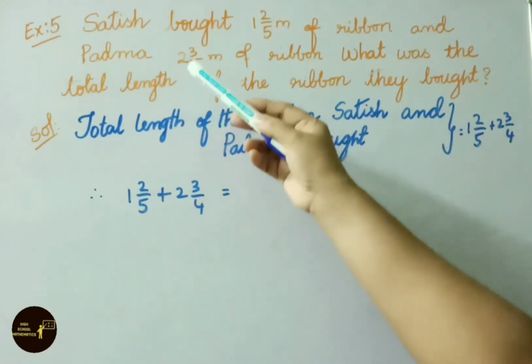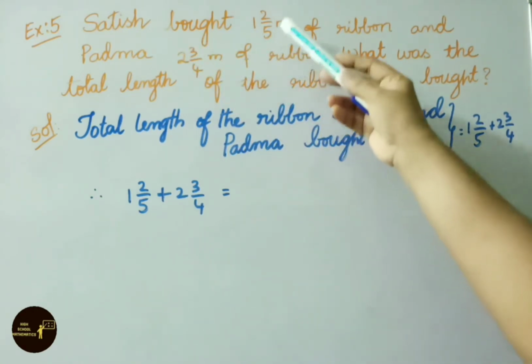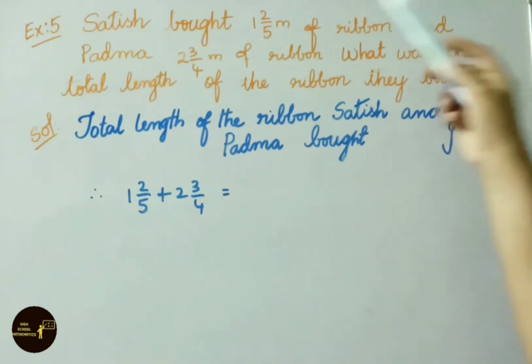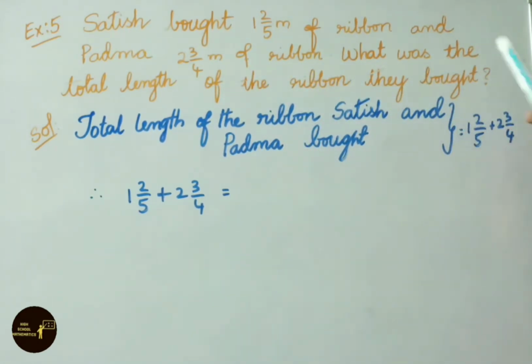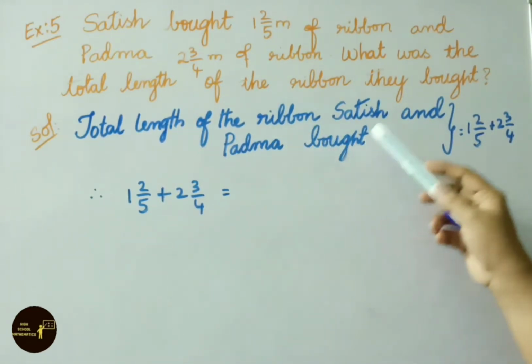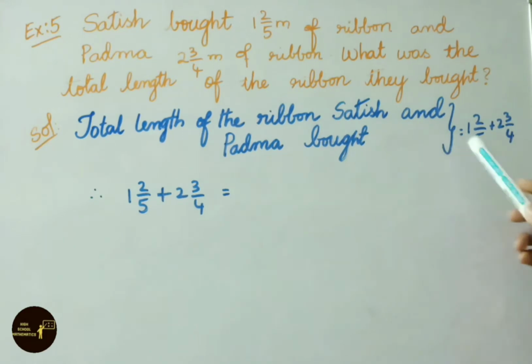See example 5. Satish bought 1 2 by 5 meters of ribbon and Padma bought 2 3 by 4 meters of ribbon. What was the total length of the ribbon they bought? Let us see the solution now. Total length of the ribbon Satish and Padma bought equals 1 2 by 5 plus 2 3 by 4. We have to add these two mixed fractions.